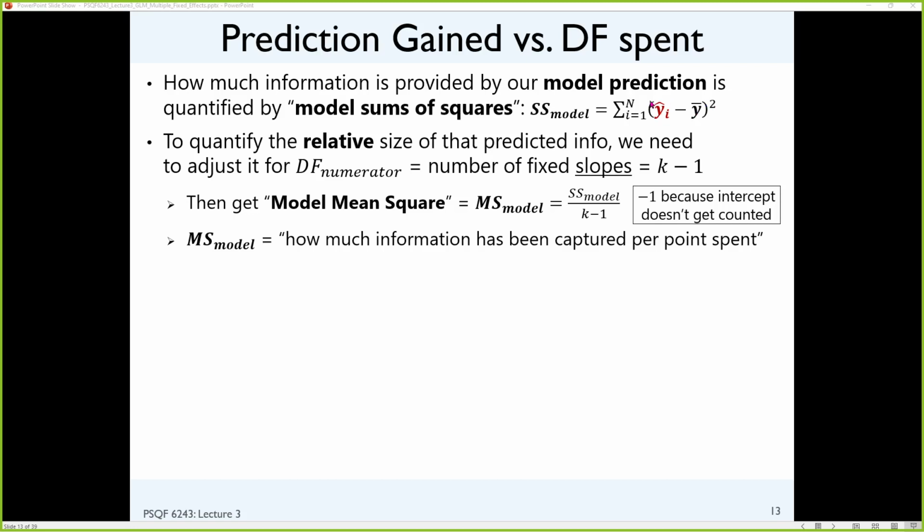So we take that, square it, sum it across people, and then we divide it by the number of slopes that it took to get to that level of prediction. So number of fixed effects minus 1 works out to be number of slopes because the minus 1 is for the intercept. And that ratio has a name. It's called mean squares for the model, because this is like an average. So putting all of that together, this quantity of mean square for the model is like how much information did we capture in our outcome per slope spent to capture it. So it's a per slope estimate.